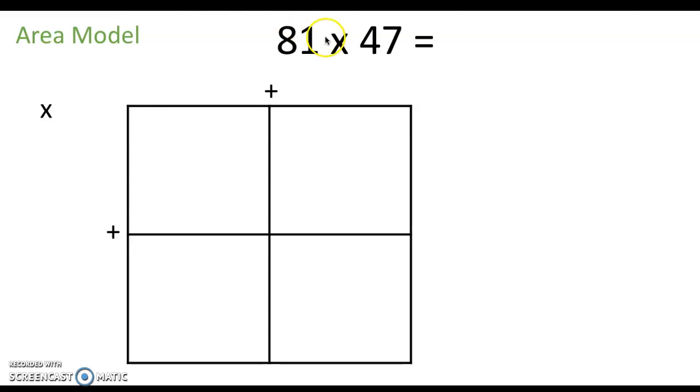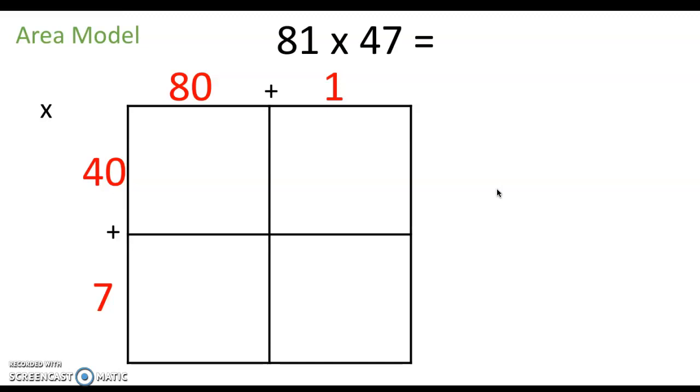Then we're going to take our numbers and put them in what form? Expanded form. So we have 81, that is 80 plus 1. Then we have 47. That would be 40 plus 7. And we're going to write that one on the side. Make sure you only have one of those numbers next to one of those boxes so you can stay nice and organized.